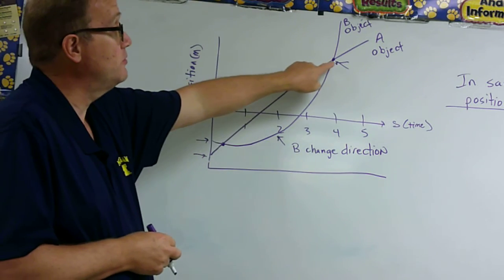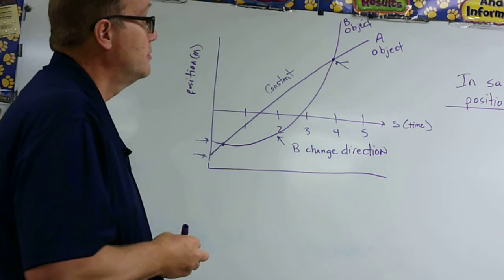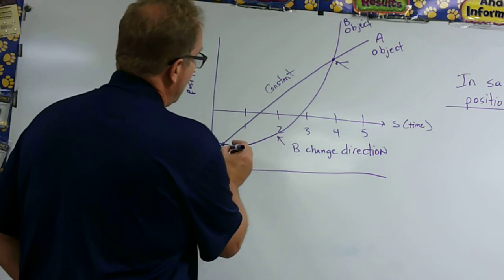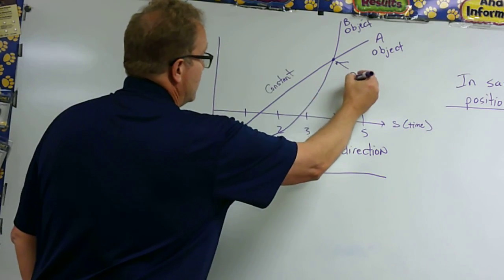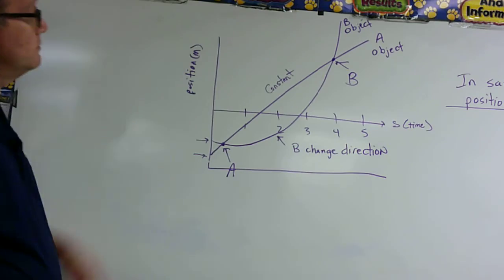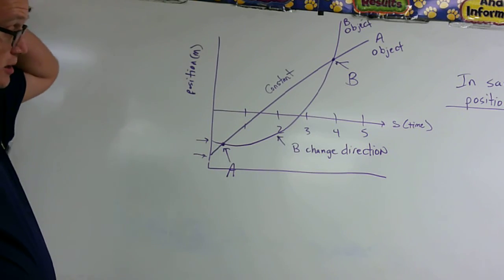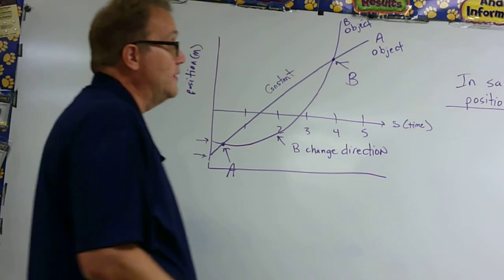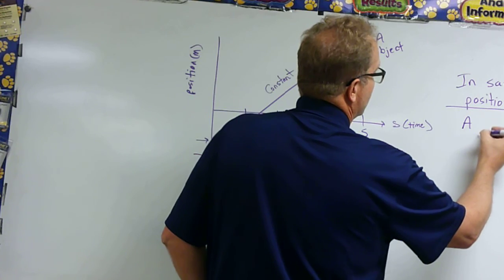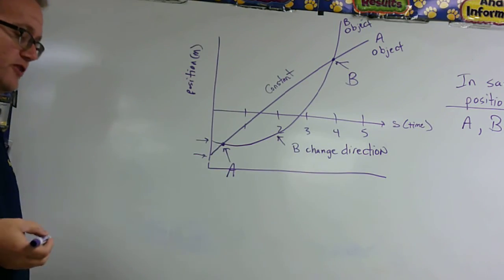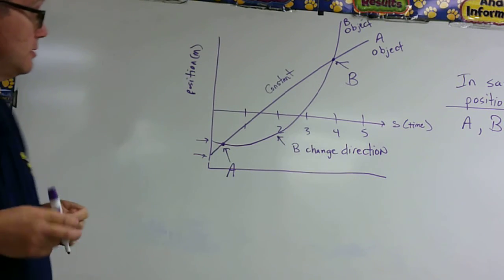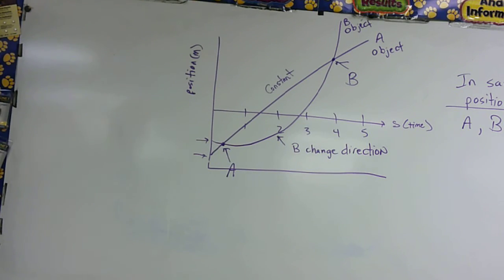If they're in the same position, it's going to be where they intersect. So let's count this as point A and point B, not to be confused with the objects A and B. In the same position, that's going to be at point A and point B. So those are going to be the intersecting ones. Hopefully that answers your questions. Again, this is a velocity graph because it's meters and seconds.